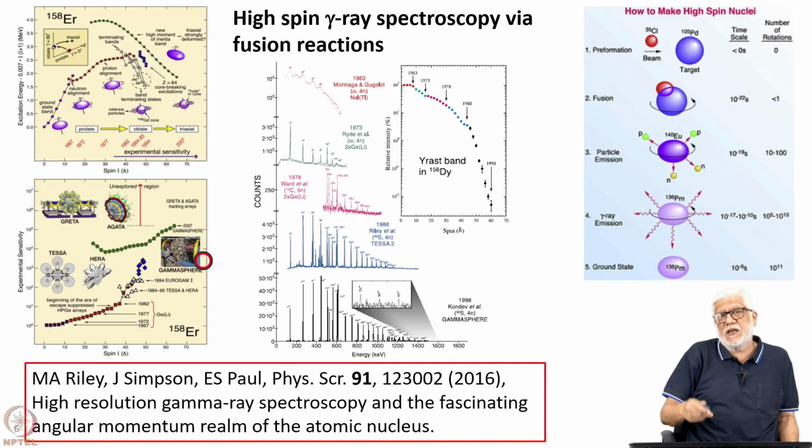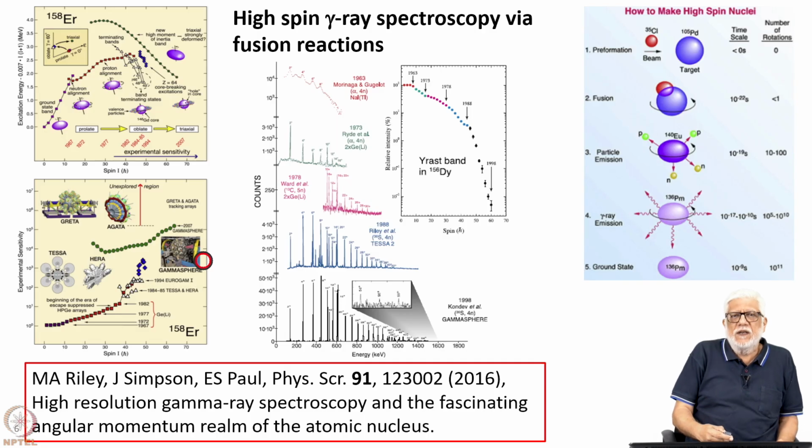Of course, on the heavier side, the highest angular momentum is also limited by the fact that it undergoes fission. So the faster it spins, the more easily it decays. It cannot sustain it for long, and it fissions. Okay.